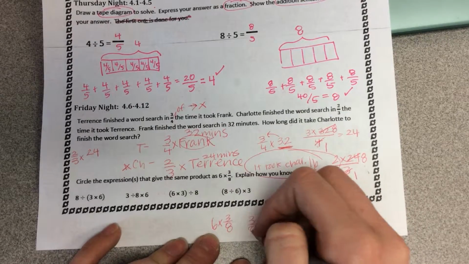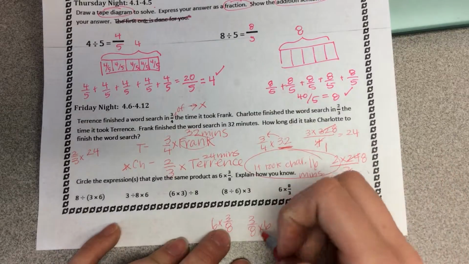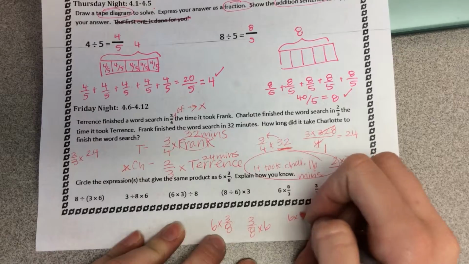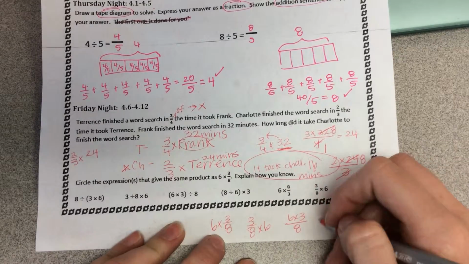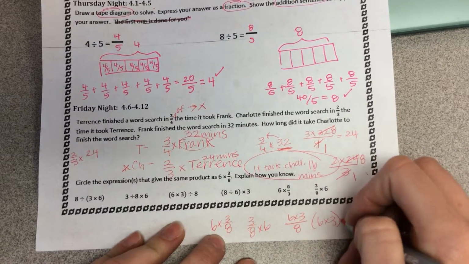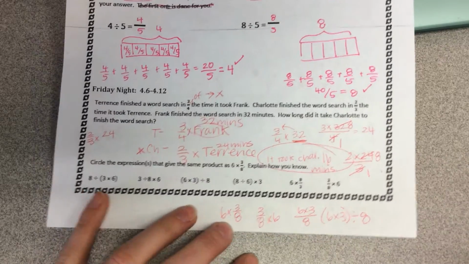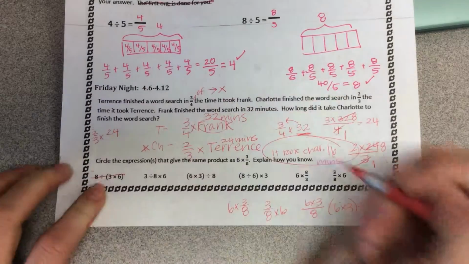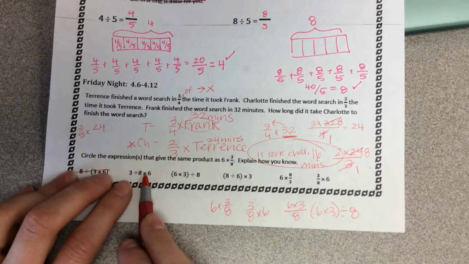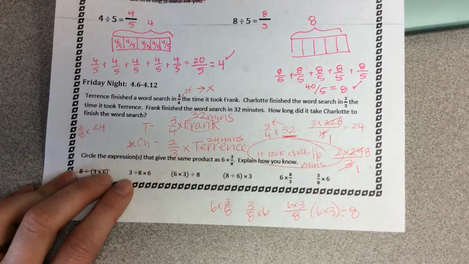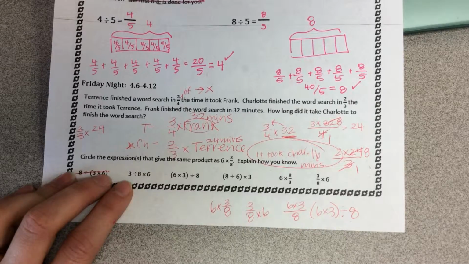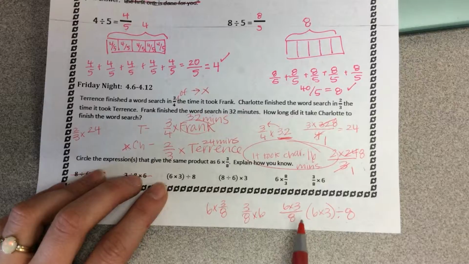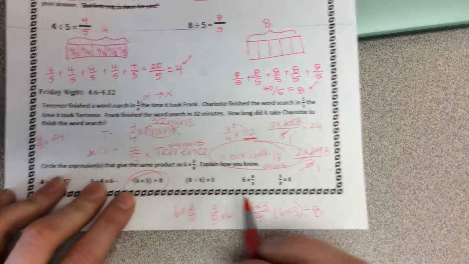So we know 3/8 times 6 would work. We know that we multiplied the whole number times the numerator. So 6 times 3 over 8 would work, which is the same thing as 6 times 3 divided by 8. Let's see if we have any of those. So 8 divided by 3 times 6, that's not going to happen. 3 divided by 8 times 6, I don't think so. 6 times 3 divided by 8, yep, that one works.